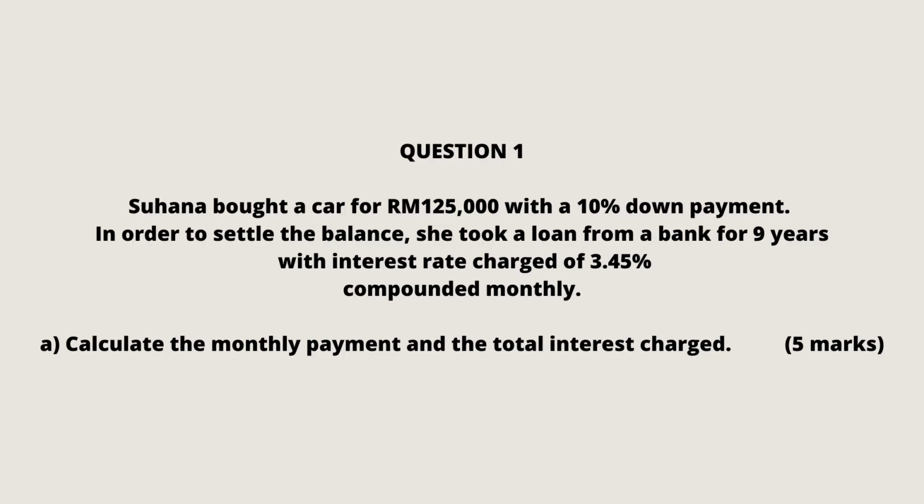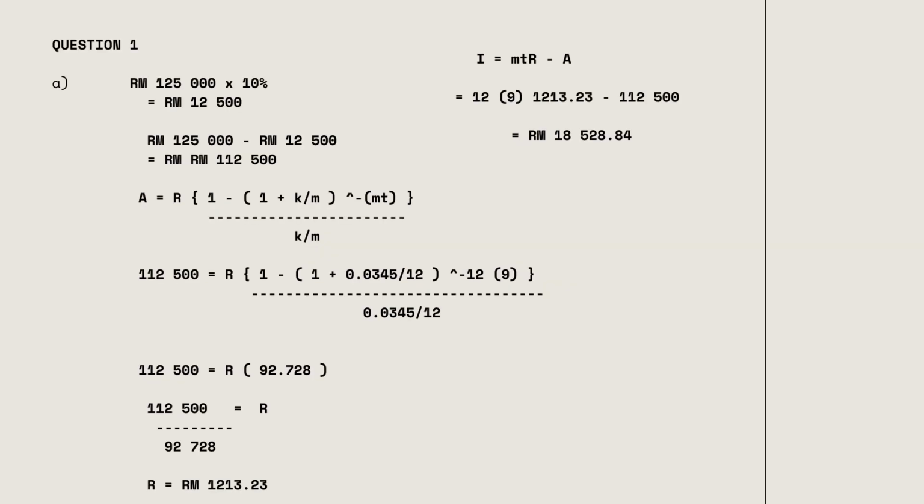Part A Question 1. Suhana bought a car for 125,000 with a 10% down payment. In order to settle the balance, she took a loan from a bank for 9 years with an interest rate charge of 3.45% compounded monthly. A. Calculate the monthly payment and the total interest charge.